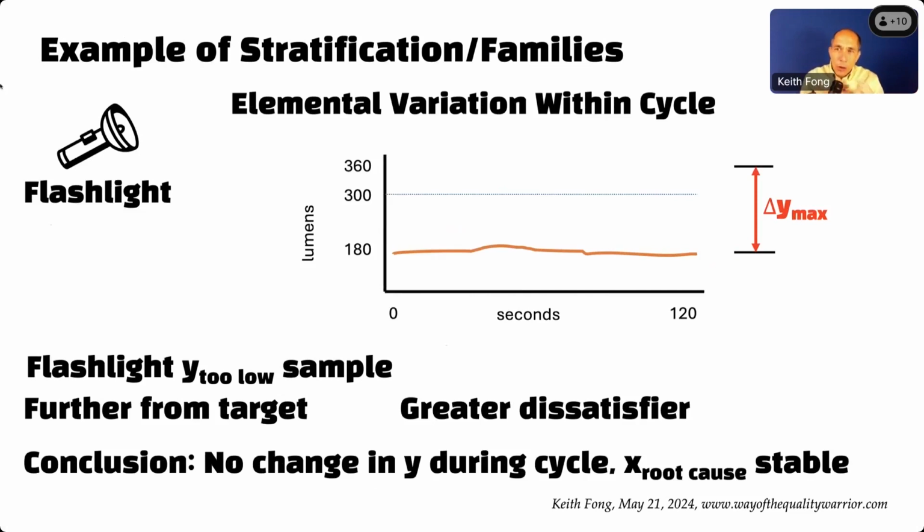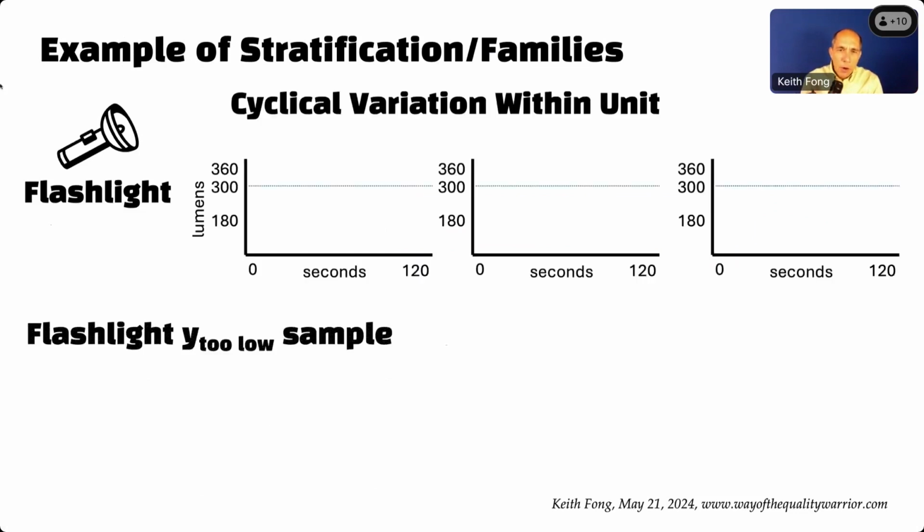So let's increase the size of our family. Well, when you test something, what do you usually do? You test it again. So what we do is we're going to look at this again using the same sample, but this time we're going to test it multiple times, so it's cyclical variation within the unit. And what we want to see is, if I turn it on, run the test, turn it off, and then run the test, turn it back on and run the test again, and turn it off and run the test again, how much variation do we see?